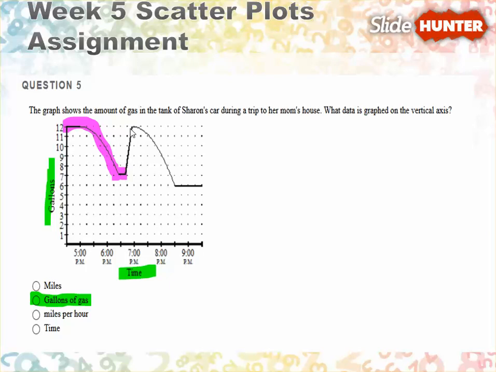But then when she starts moving again, notice suddenly I have more gas in the tank. So that means that she must have filled the gas back up. Then she's driving, her gas goes down. And then here her gas isn't changing. So probably she parked somewhere. That also makes sense because it's evening.